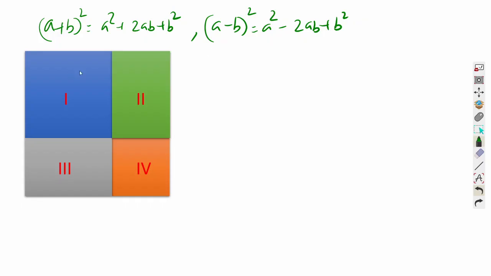I would like to tell you that if you are asked to find out 51 square, normally we do like this: 51 times 1, then 5 ones are 5, 5 fives are 25. Correct? We do it like this. Right?